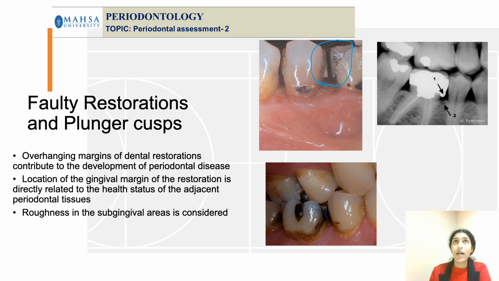Overhang margins can be detected by passing floss through the restoration area, but more often overhang margins are incidentally detected in radiographs. If you take radiographs for other reasons, usually you can also identify the presence of an overhang margin, as you can see here.